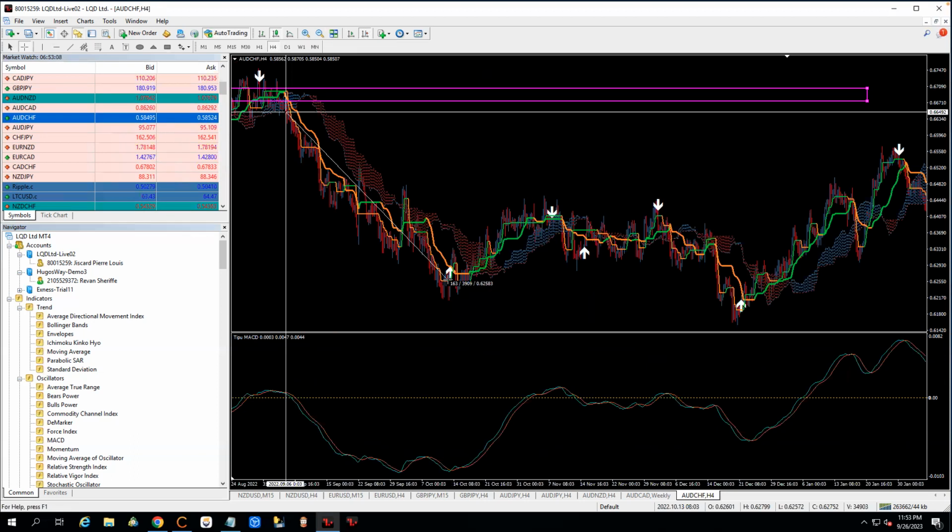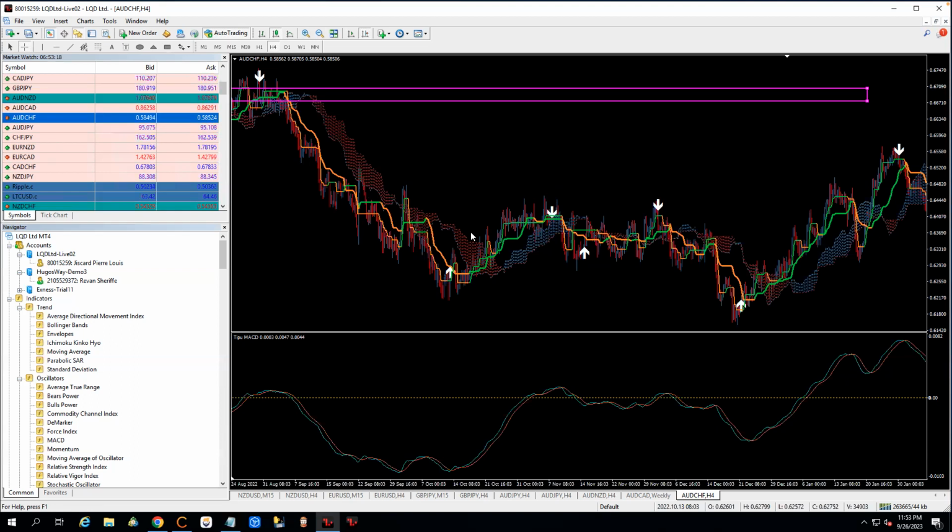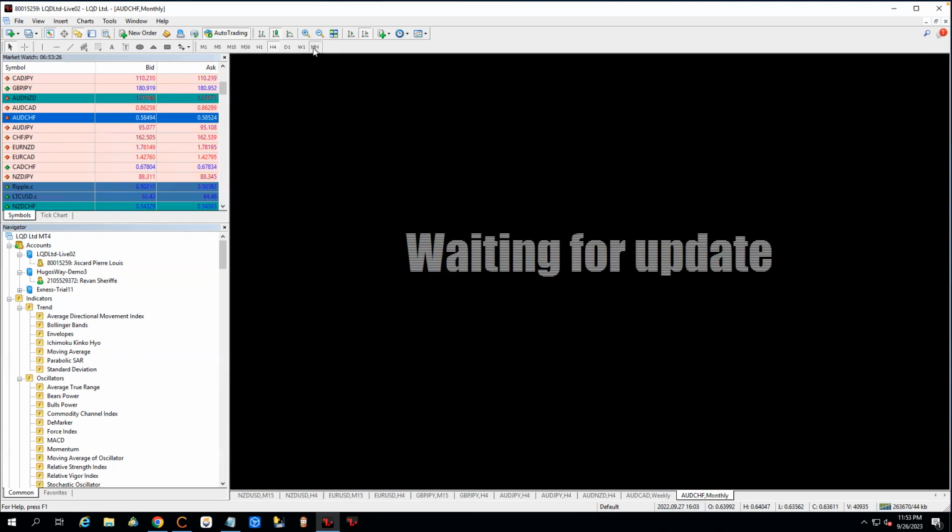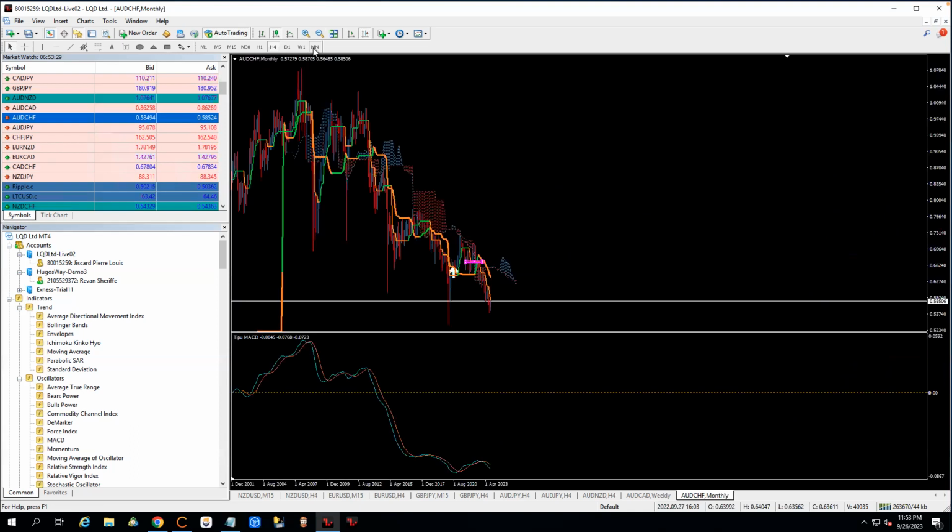I can make these trades and trade this with confidence. I'm only focused on sells because I know what's happening on the higher time frame. If I go to the monthly time frame, like I did on the other pair, I think I was using a different pair. Gotta wait for this thing to update. Here's the monthly time frame. Look at this, guys.